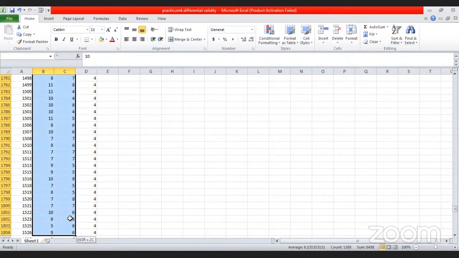Ma'am, please press Control, Shift, and down together so that it gets selected fully. Yes, yeah, I already shifted it. Press the shift.